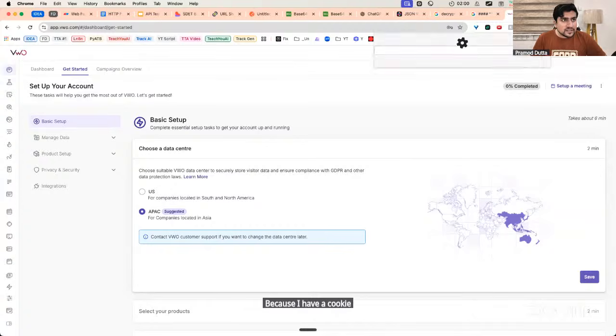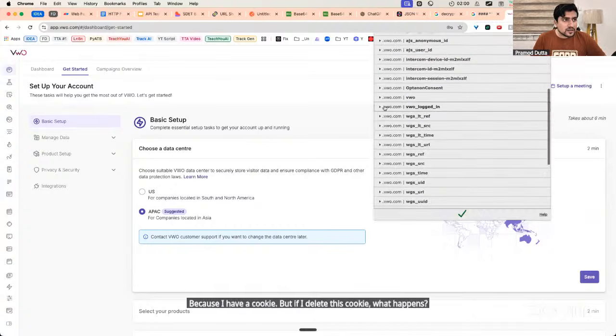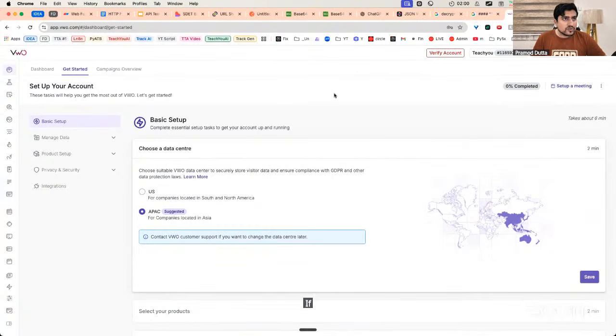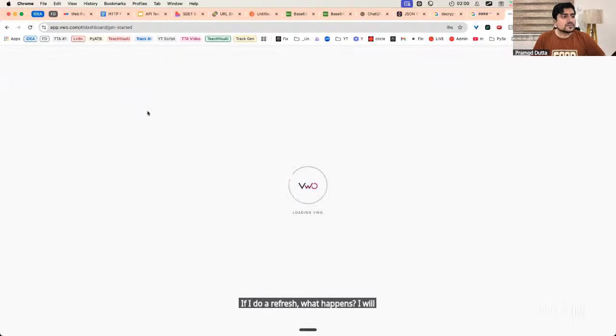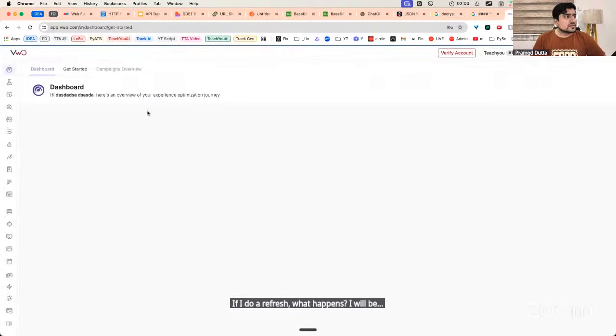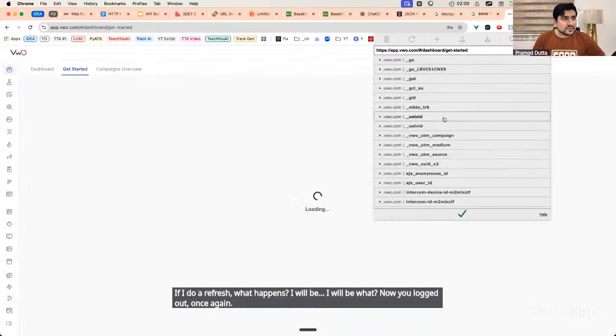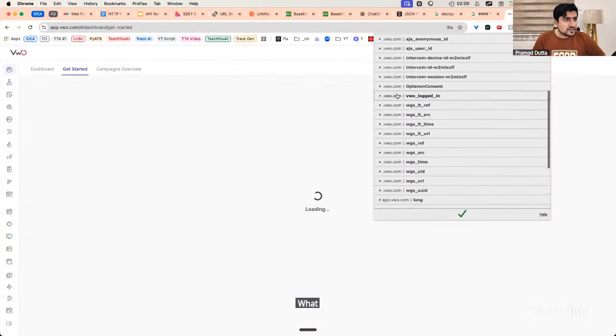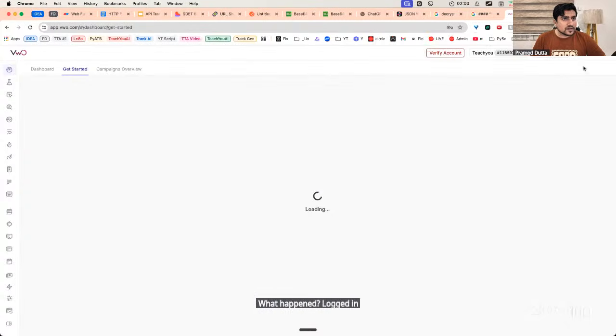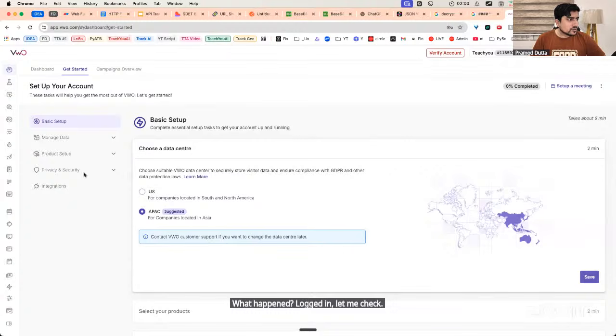But if I delete this cookie, what happens? Can anyone tell me in the chat? If I don't have this cookie now and I do a refresh, what happens? I will be logged out? It didn't log out, one second. Let me navigate to any other pages, it will check the cookie again.